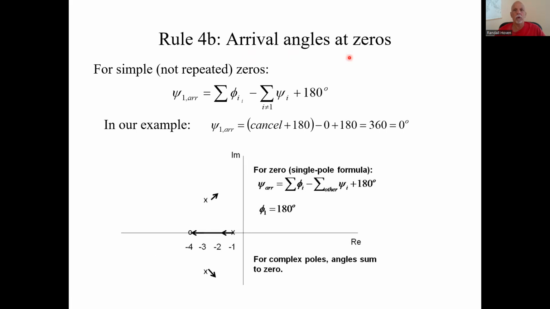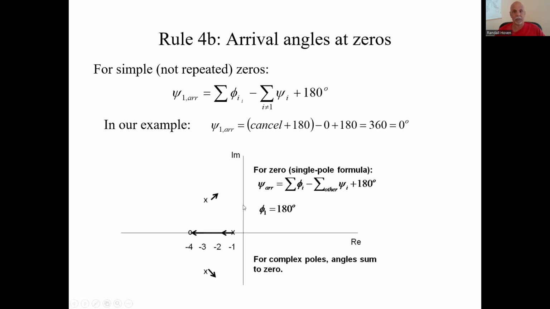For zeros, I call them arrival angles. For any zero, think of a little line coming out of that zero, coming straight out to the right. That's the departure angle. But then the branch will be coming in to the zero along that line. Here's the formula for a simple zero. Looking at a zero, add the angles from the poles, subtract angles from the other zeros, and add 180 degrees.